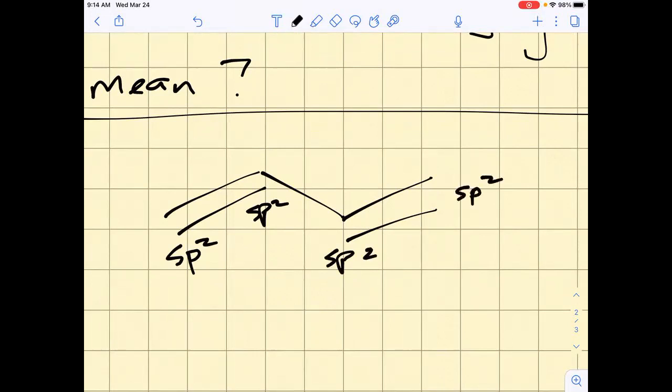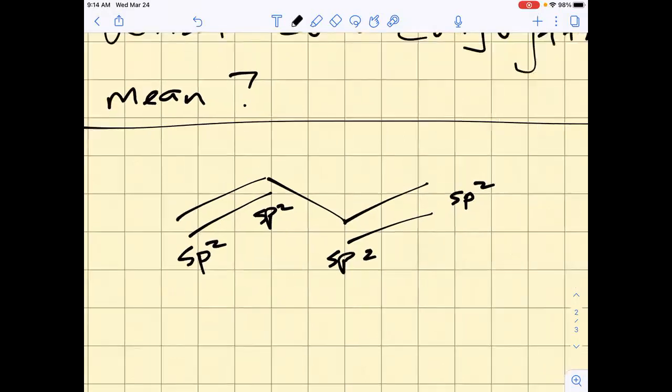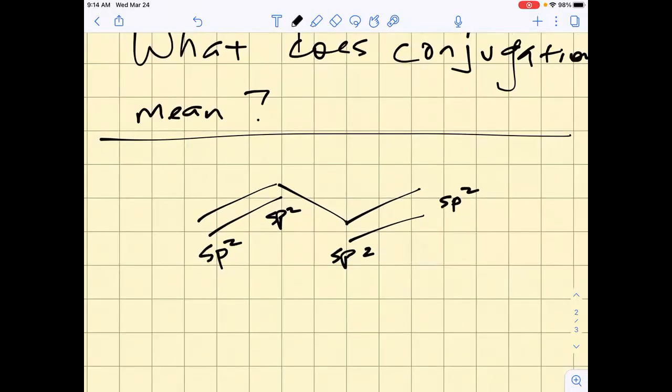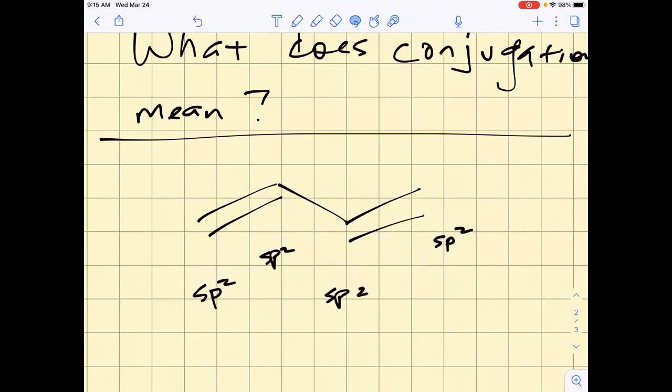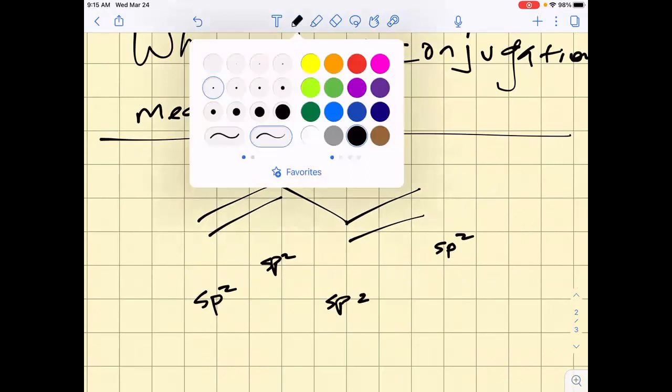And it's sp2 hybridized, each one of them, right? And so in that diene, each one of those carbons has a p orbital. Not attached, but each one of them has a p orbital on it. Let me move these down. All right, so each carbon is sp2 hybridized, and each carbon has a p orbital.